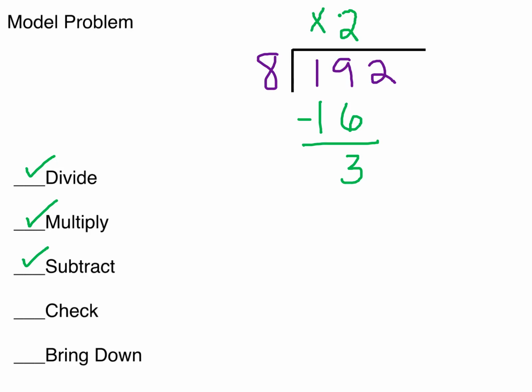I've now subtracted. Now I've got to check. And what do I have to check, you might be asking yourself? Well, I've got to check to see, are there any more numbers that I still have to deal with? And as a matter of fact, I do. It's this 2, and I have to bring it down so it rests next to the 3. I can show that by drawing an arrow that moves the 2 right over here. Now I've checked, I've brought that number down, and now I start over again. So instead of erasing these check marks, I'm just going to place another one right next to it.